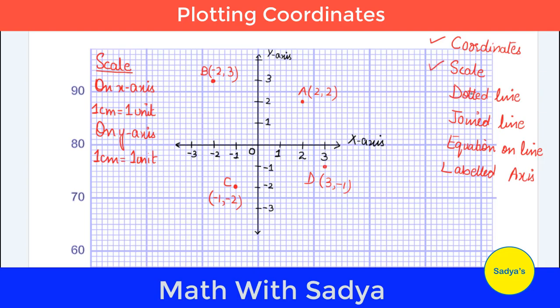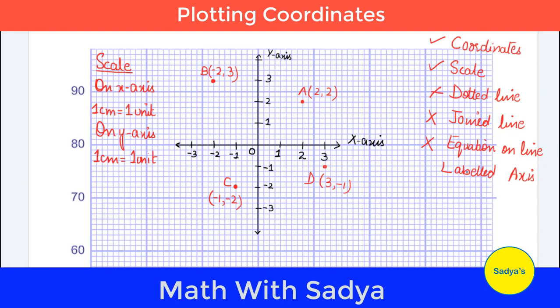Dotted lines. I have not drawn dotted lines here and they are not required in the question, so I'll simply cross it out. Joint line. The question does not tell us to join the coordinates, so this will also not be there. Equation on line is written in the questions in which we are given the equation. Since we were not given an equation, we will not write an equation on a line in this question.